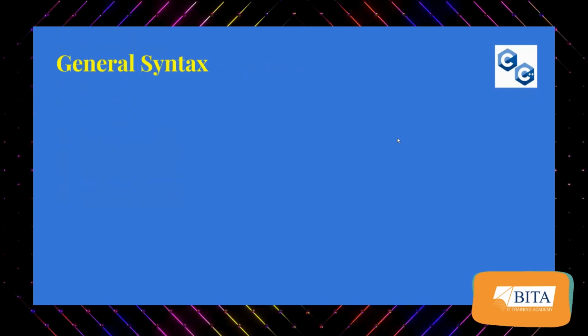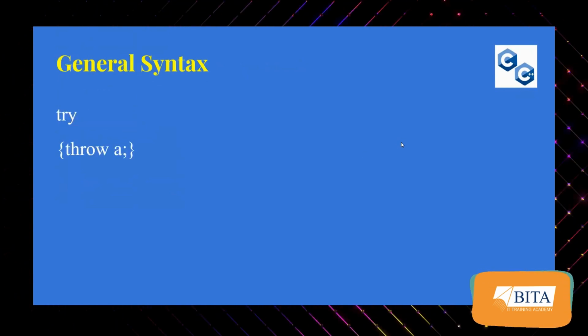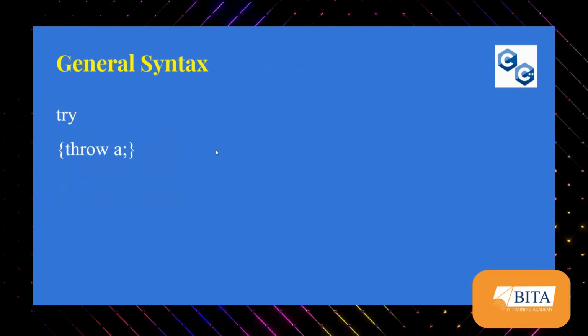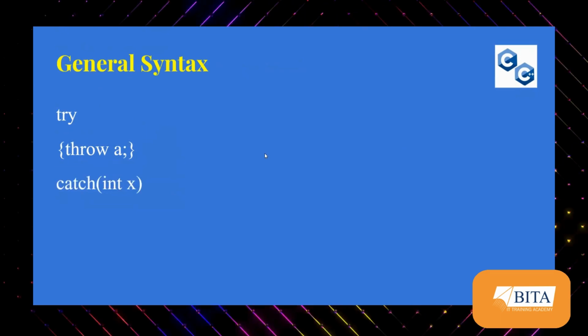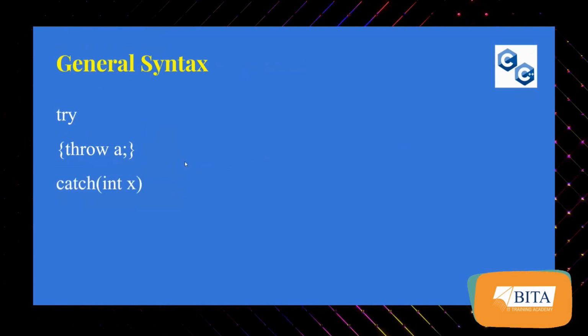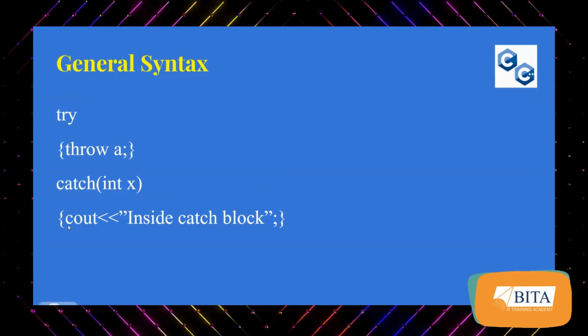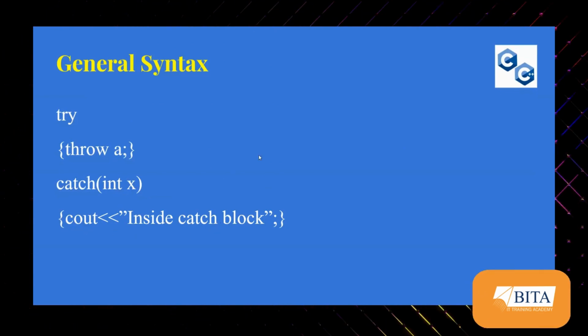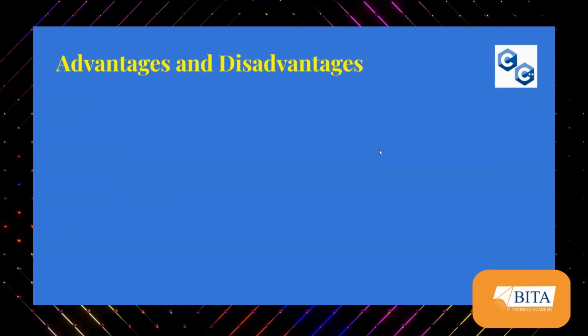This is the general syntax. The actual code is written inside the try block. And if there is an exception, it throws the exception. The exception is caught inside the catch block, and it is handled inside the catch block. We'll learn about the advantages and disadvantages.